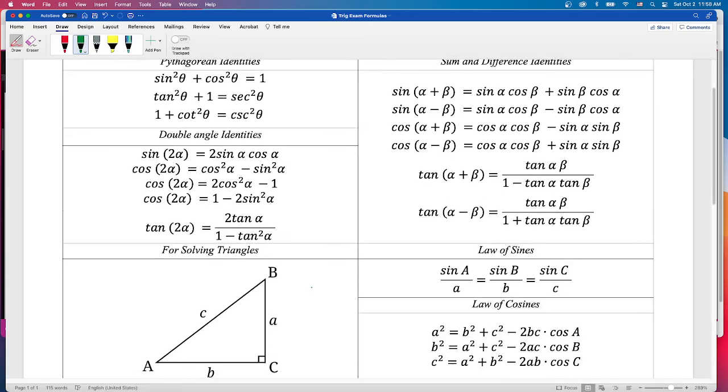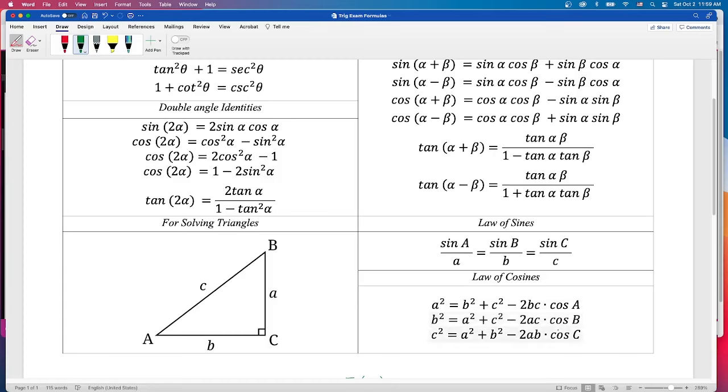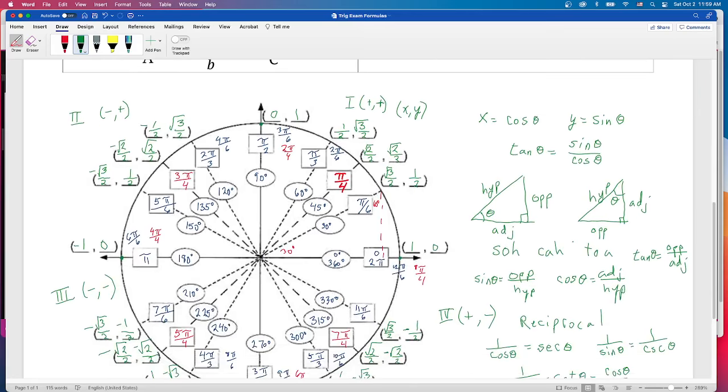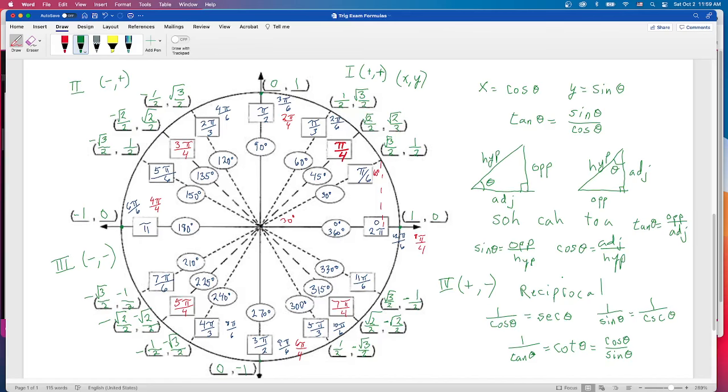Then for solving triangles, this takes us to our very last unit, the laws. We have the law of sines and law of cosines based on a triangle with sides A, B, C, and angles big A, B, big C, and those are opposite there. So we've got all these formulas that should allow us to get through. We have a template that will help us in creating the unit circle and some of the details we need. Again, practice it, watch it, and you'll be in good shape.